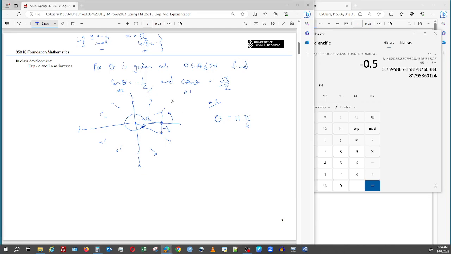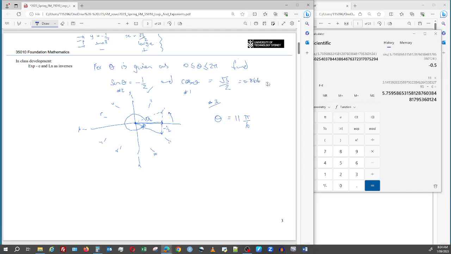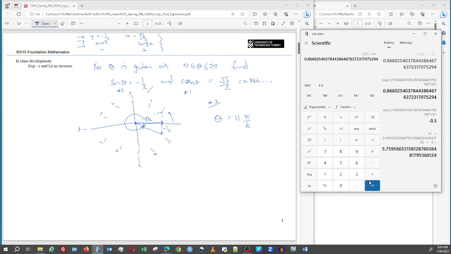Tick. Okay. Let's do it again. Let's get out our memory recall. Let's do cos this time. Cos of 11 pi on 6. 0.866. It is. Okay, check it for me. Let me just do that for you. 0.866. So we're going to go the square root of 3, divided by 2. That's the same number. So it's correct. Okay, so using that, we can do that.